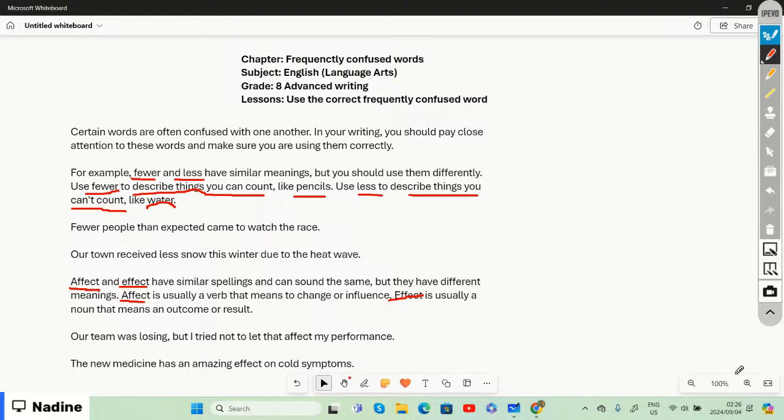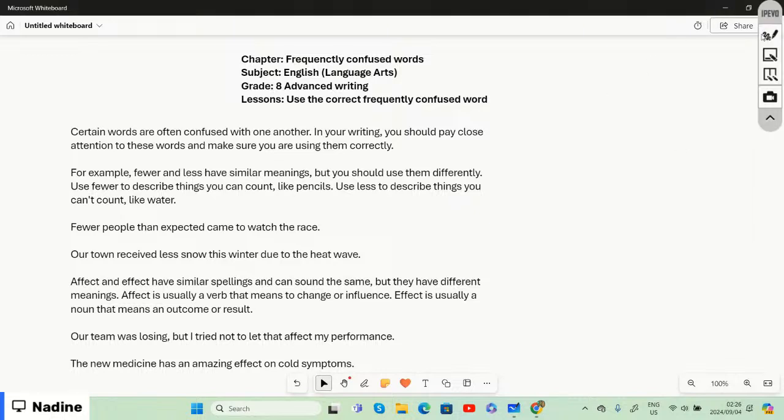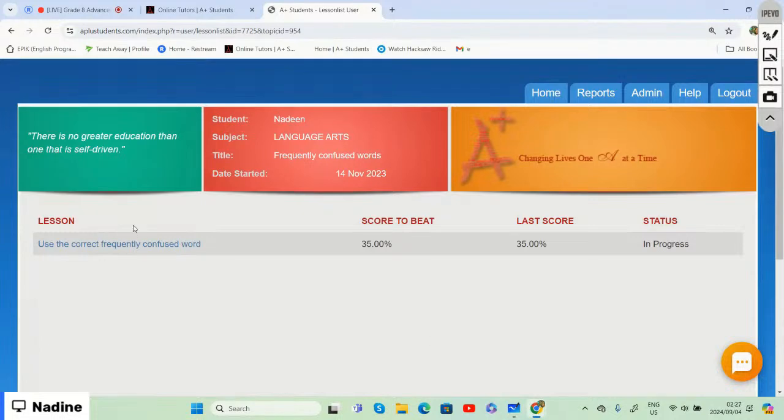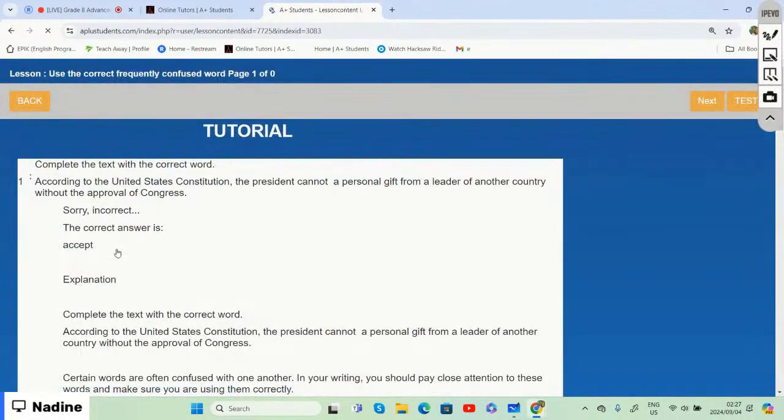All right, so now we're going to a+students.ca and we're going to look at more words, more examples that are often confused with one another, right? And remember, you need to pay close attention to these words and make sure that you use them correctly within sentences. You don't want to confuse a word by using it wrongly within a sentence, right? All right, so now we're here at A plus students.ca, and our lesson is to use the correct frequently confused word.